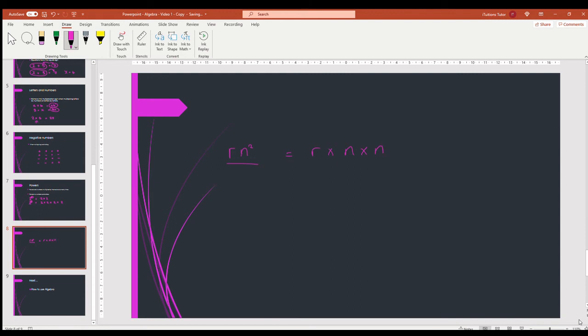But if I put rn into a bracket and then square it, now this means that both r and n are multiplied by itself 2 times. So it's the same as r multiplied by r multiplied by n multiplied by n. Let me show you one more example.